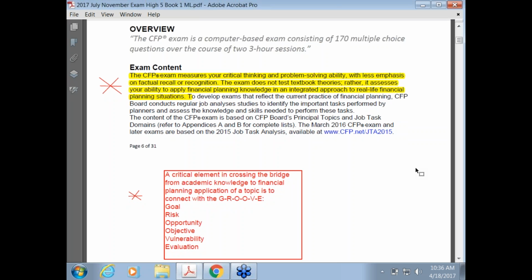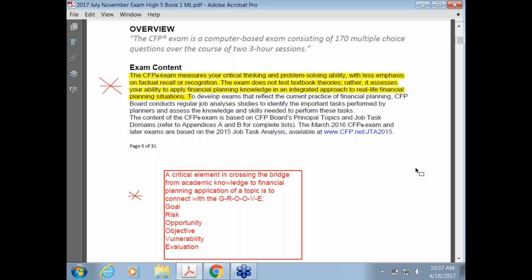But I copied this page simply because they just put it right out there in the booklet that this exam is about critical thinking and problem solving ability with less emphasis on mere factual recall or recognition. So that's where the stories come from. That's where the scenarios come from.